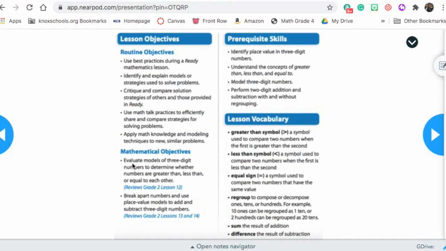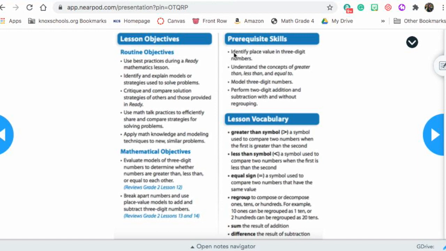So your mathematical objectives, you're going to evaluate models of 3-digit numbers to determine whether numbers are greater than, less than, or equal to each other. You're going to break apart numbers and use place value models to add and subtract 3-digit numbers. Okay, and these are both third grade. This is actually going to be from a second grade lesson, but both of these things you should have already in your brain from second and third grade, but we are reviewing these things because we will be using them very soon. And also I really want you to get used to using the routine of think, share, compare.